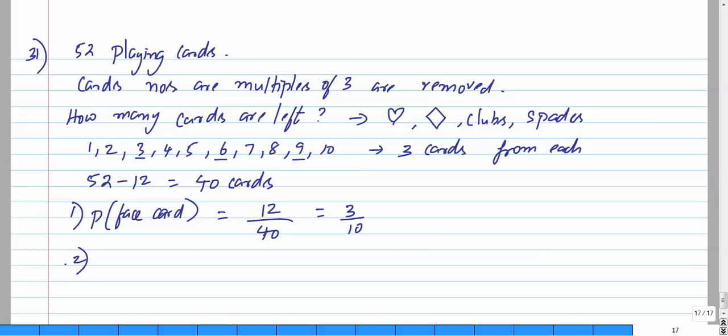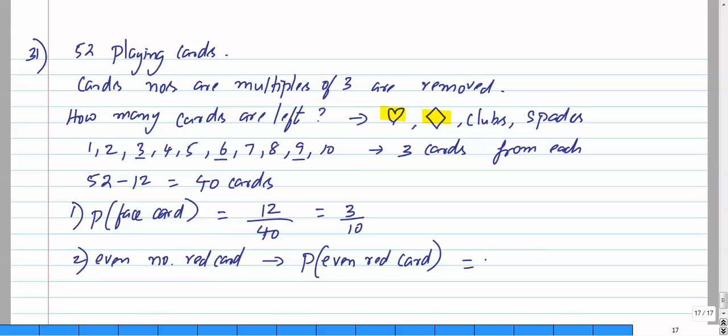Now come to the second part. An even numbered red card. Even numbered red card. Please understand the question properly. Probability that I will get an even red card. Now, how many red cards are there? You can say that this is one red and this is another red, either hearts or a diamond.